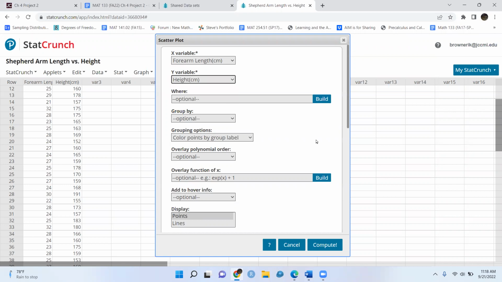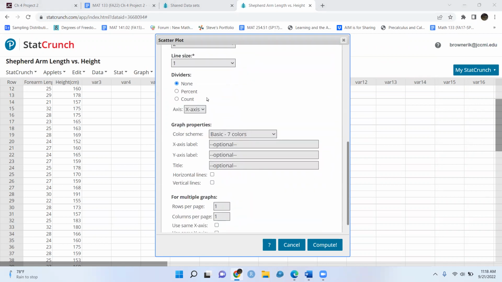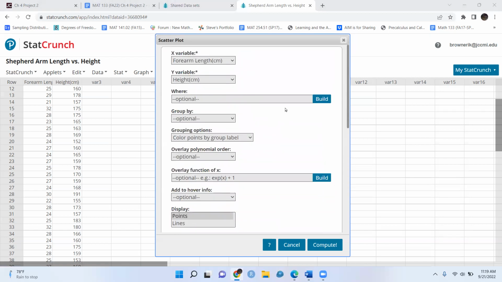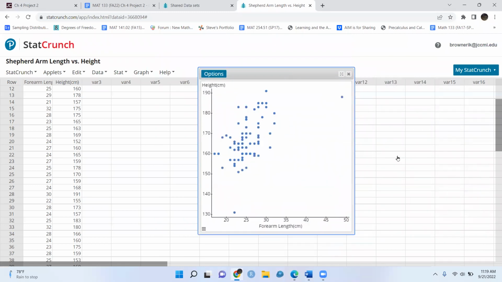So kind of what we're claiming here is that the length of your forearm can be used to determine how tall you are, that there's some sort of relationship between there. So from the scatter plot, that's really the only thing we need to select. You can mess with all the rest of this stuff to make it look however you want, but you don't need to. And there is your scatter plot.